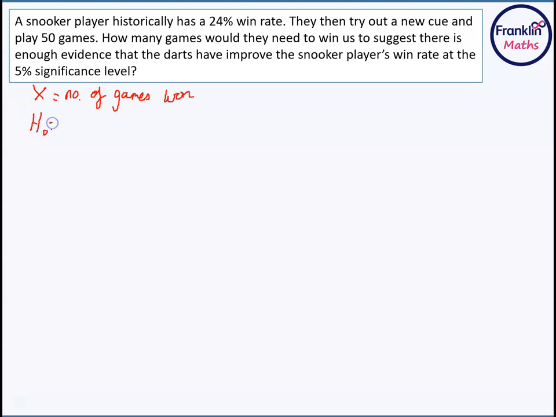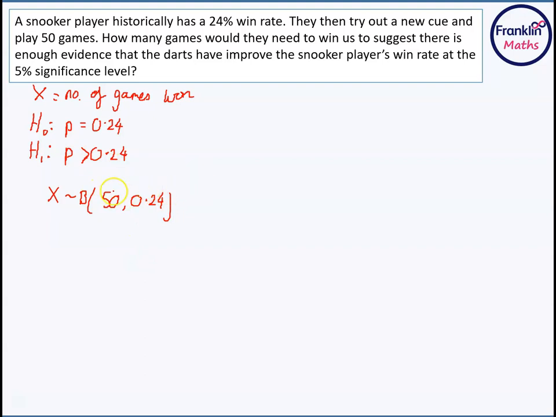H0 is that this particular snooker player still has a winning percentage of 24%, so 0.24. So the new cue, has it made them a better player? So this is where the probability is now greater than 0.24. Okay, let's write down our binomial. It's going to be B(n, p), so we're going to have 50 trials and 0.24. We're going to try and find basically the critical value in the critical region, acceptance region.